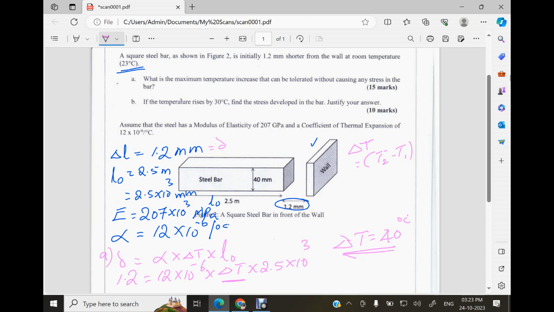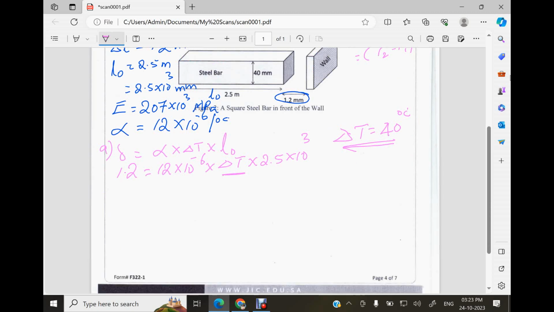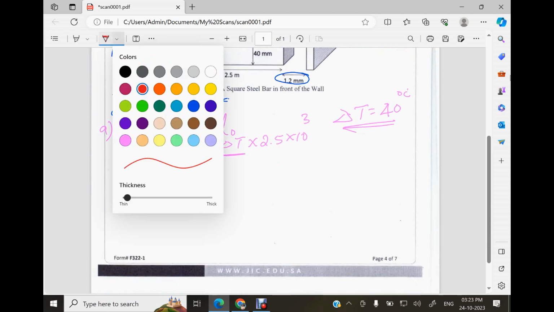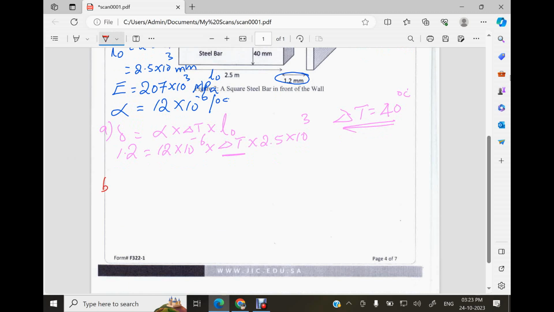In B, what he is telling is, if the temperature rises to 55 degrees Celsius, calculate the stresses developed in the bar. That's what he is asking. So let's go up now. Now let me change the color. He asks me to find out what in case of B.